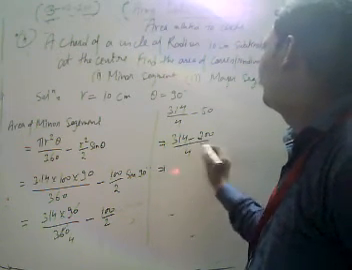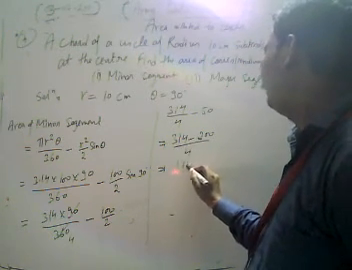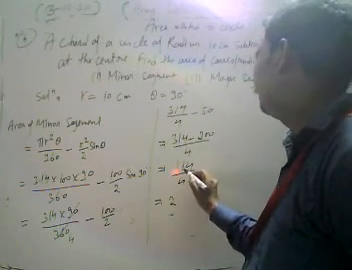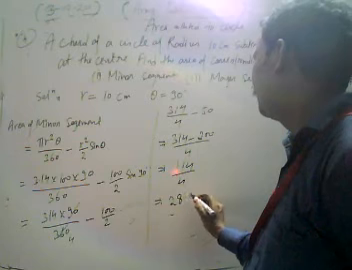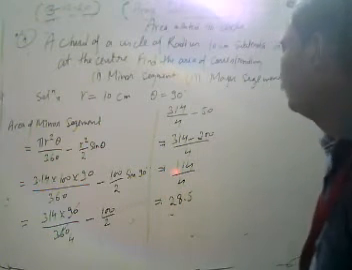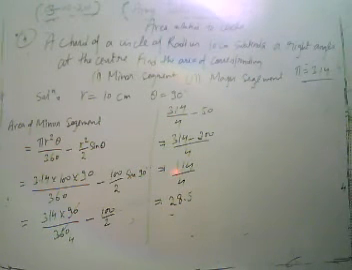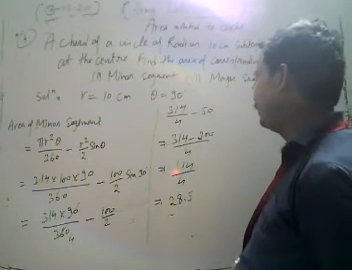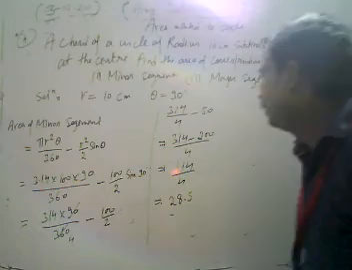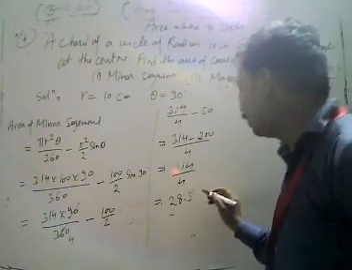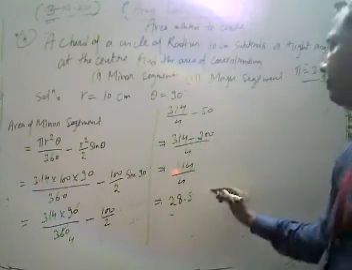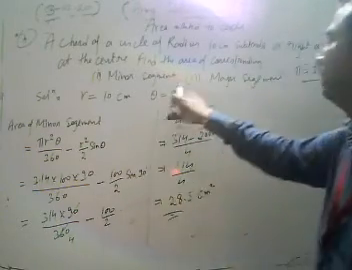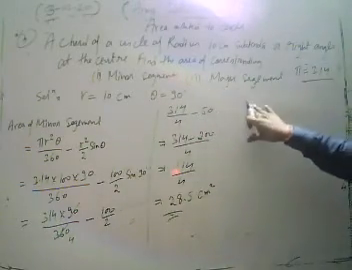Now what we get is 114 by 4. 4 into 2 is 8, then 34, 4 into 8 is 32, remainder 2, giving 28.5. Now we get the area of the minor segment as 28.5 centimeter square. We have our area of the minor segment, but we also have to find the area of the major segment.